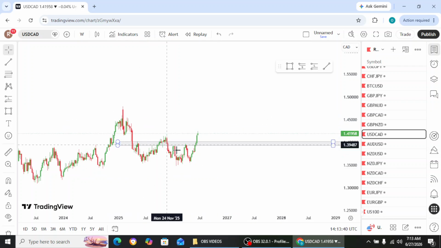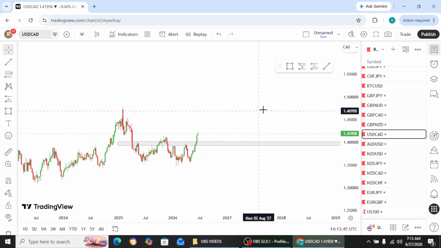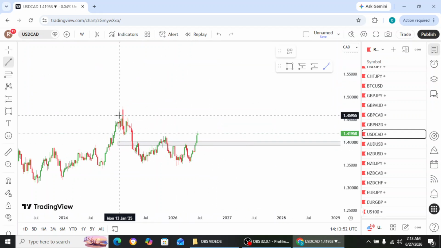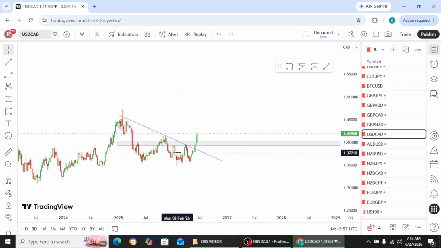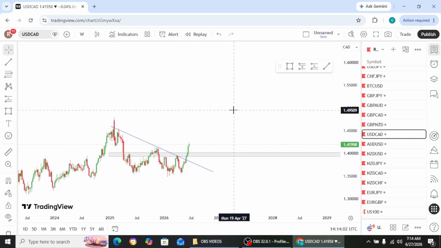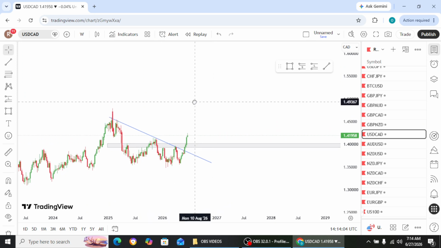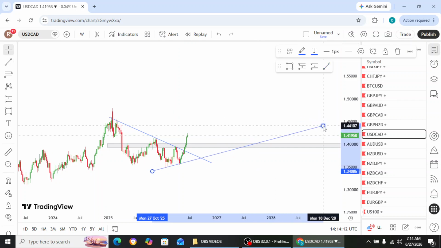I'll be expecting to buy as long as the market is above this level. I should be looking for a buying opportunity. I think I can draw a trend line here, even though it's not that accurate. Now, the market has broken from this structure, so I'm expecting a buying week for USD CAD, a bullish week. Okay, I can also do this. So now that gives us a sign of reversal.